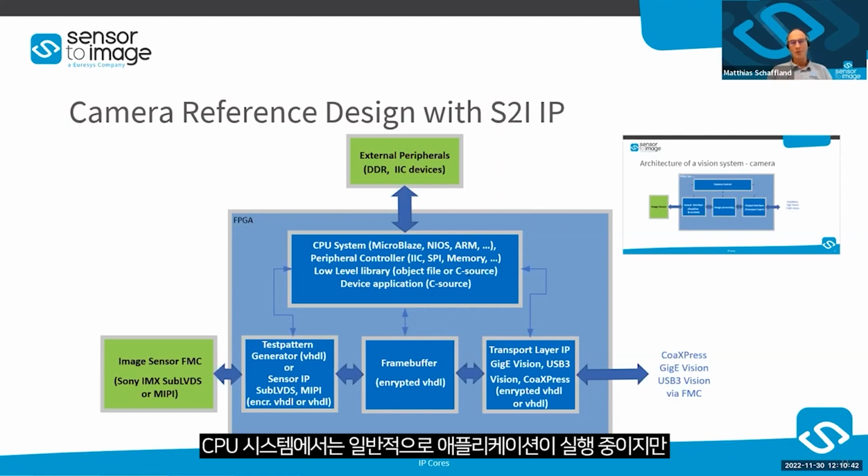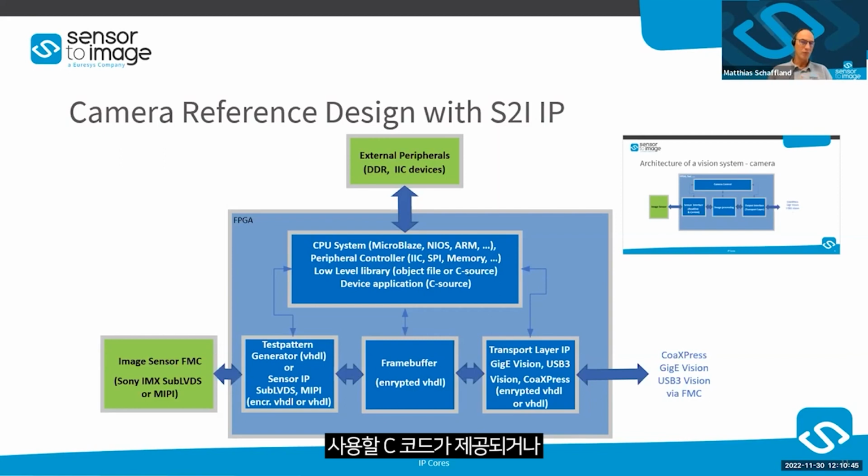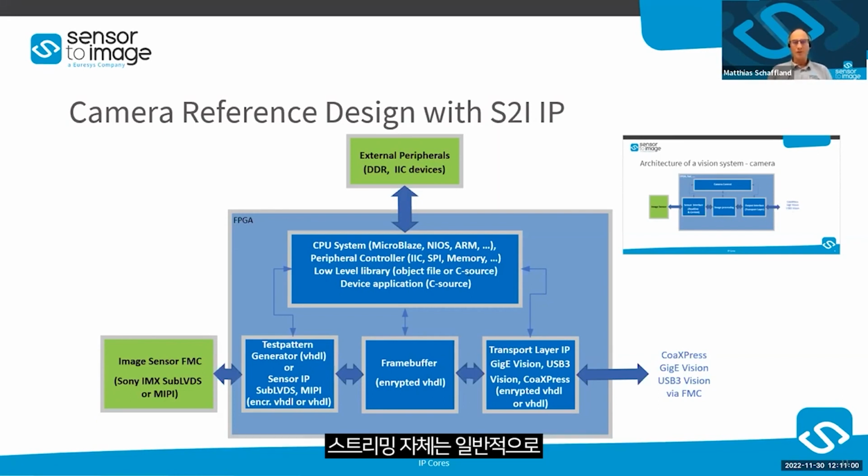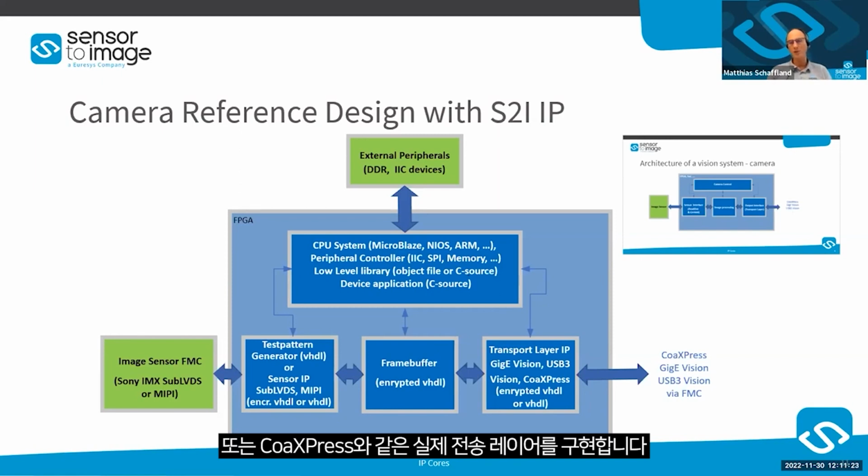And on the CPU system, typically there is an application running, which is delivered as C code to you, so you can modify and extend that, and a lower level library which handles the protocol, typically the control protocol. The streaming itself typically is done fully in hardware, in FPGA logic. So in a reference design, either we have an IP core to connect to an external sensor, or we have a test pattern generator followed by a frame buffer or something like that, and then the implementation of the actual transport layer, like GigE Vision, USB3 Vision, or CoaXPress.